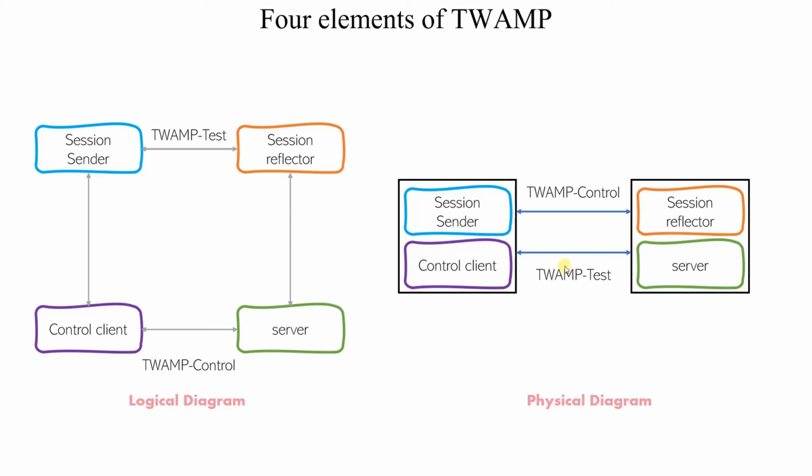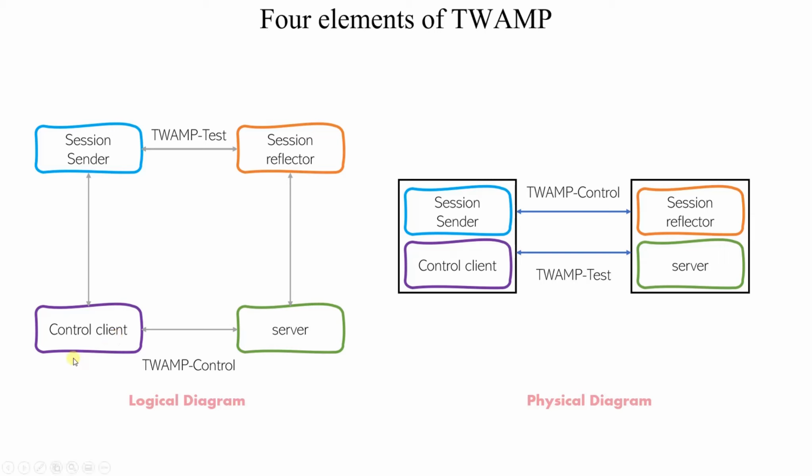The TWAMP control protocol will create, initiate, or set up the connection and tear down the connections. It also maintains the connections. So it initiates, sets up, maintains, and tears down the connections. That is the job of the TWAMP controller. Control client here means the host. It is called an IP probe, the one used to send the packets in opposite directions.